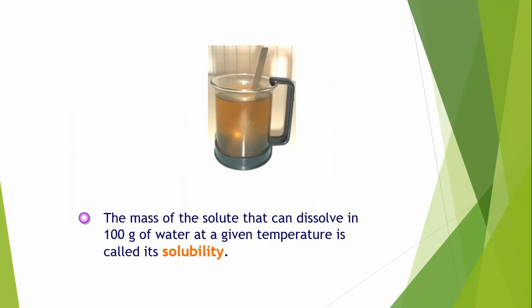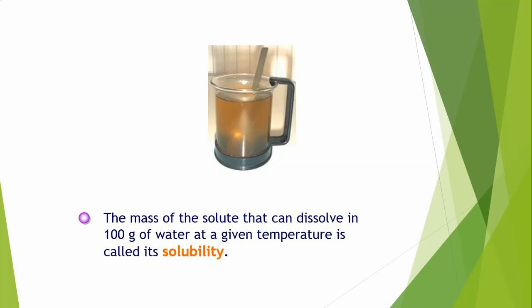For example, as you dissolve tea in water, here the tea particles are the solute. They dissolve in the water, the solvent, to make a solution, which is the tea. Okay, what is solubility? Solubility is the amount or the mass of the solute that will dissolve in 100 grams of solvent or of water at a given temperature.